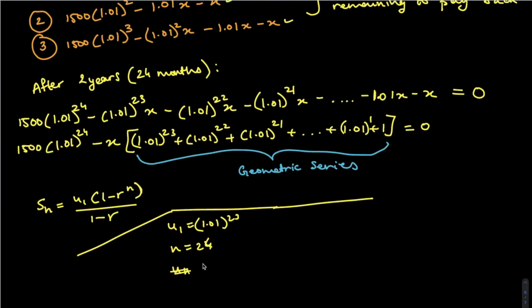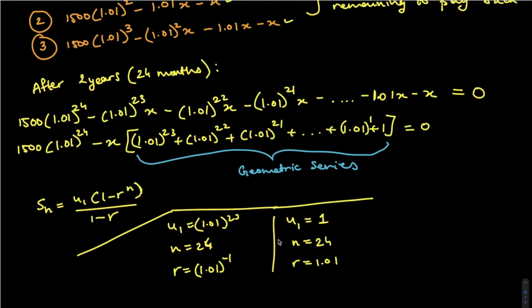And my common ratio would be 1.01 raised to the power minus 1. That would be my common ratio. On the other hand, if I took u1 as 1, n would remain as 24, but my common ratio would be 1.01 only. You can say 1.01 raised to the power 1, but it's the same thing. So if I take u1 as 1, n will remain 24, but r will be 1.01.